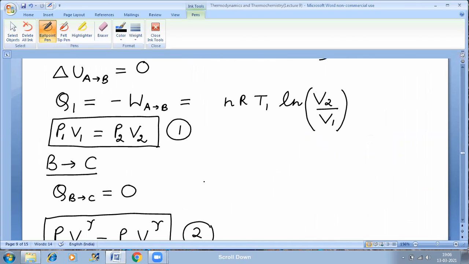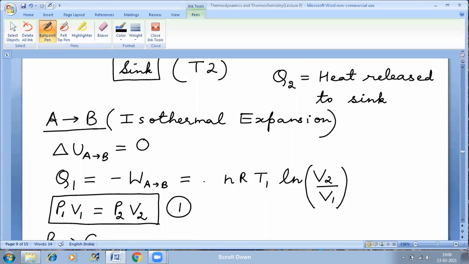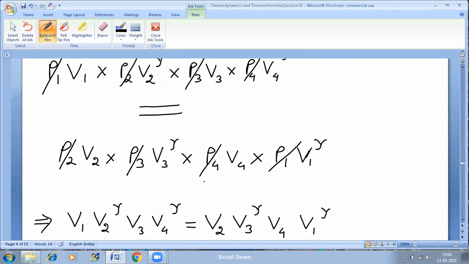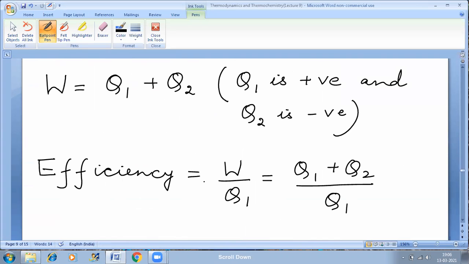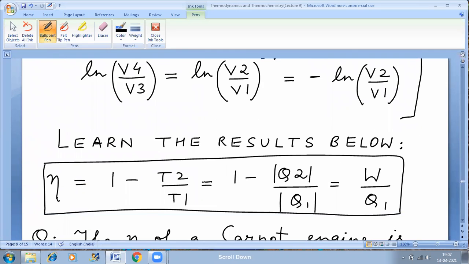Okay, now mathematical expressions for each process are shown, like A to B, then for B to C, then for C to D, and then for D to A. You need not know that, you just need to know this particular thing, that is the results. The derivation is not required, so just learn the results. So what is the result? This entire thing that you see inside the box, this is what you have to learn.